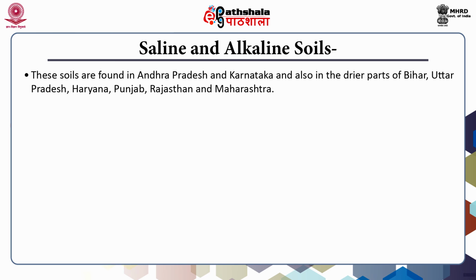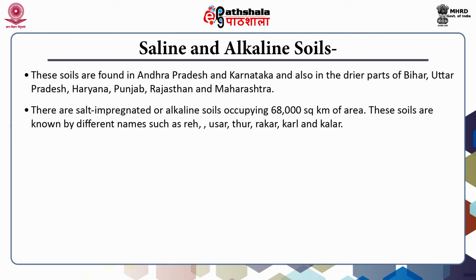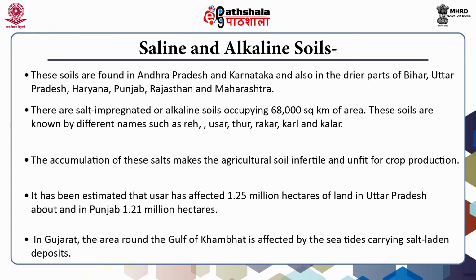These are found in Andhra Pradesh and Karnataka, in the drier parts of Bihar, Uttar Pradesh, Haryana, Punjab, Rajasthan and Maharashtra. These are salt impregnated or alkaline soils occupying 68,000 square kilometers of area. These soils are liable to saline and alkaline efflorescences and are known by different names such as reh, kallar, usar, thur, rakar, chopan, etc.